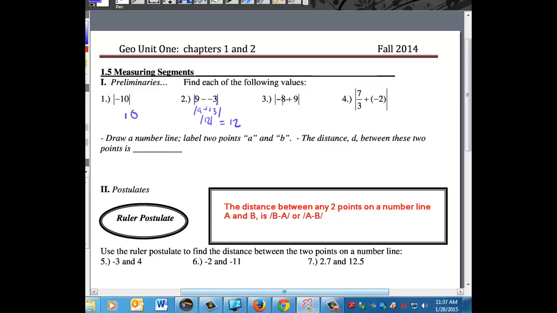Next, again, we do not change negative 8 or take the absolute value of negative 8. We first have to add these up. That gives me 1. The absolute value of 1 is 1.